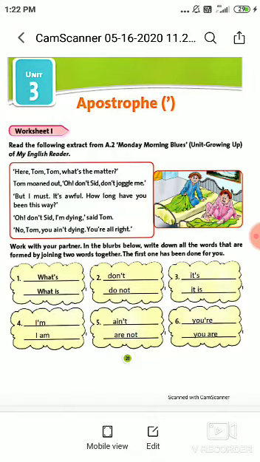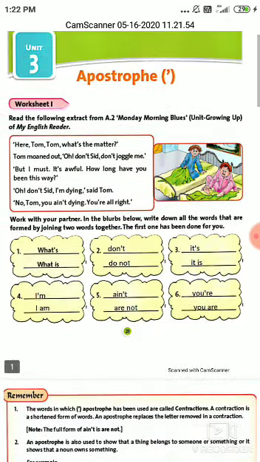Here we can see worksheet number 1. Read the following extract from A2 Monday Morning Blues, unit Growing Up, of My English Reader. In the box, one extract is given here. I am going to read that extract.